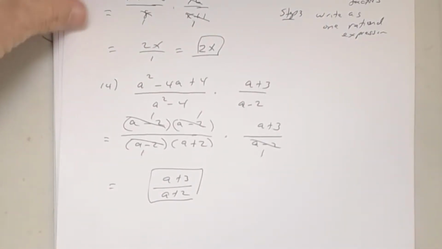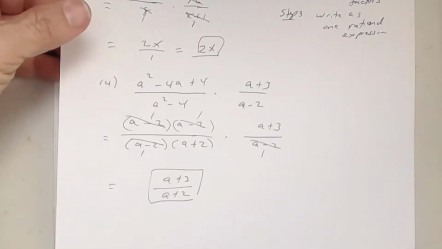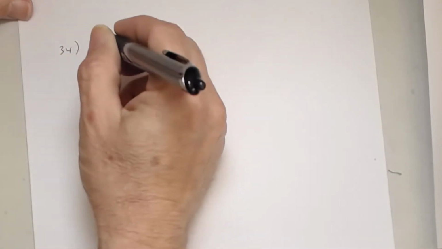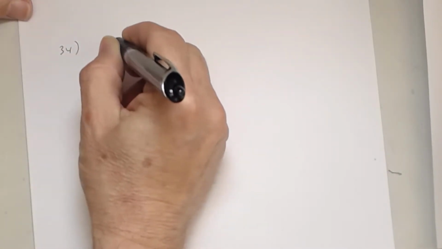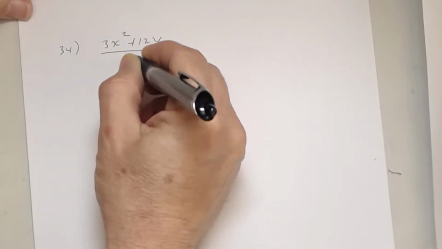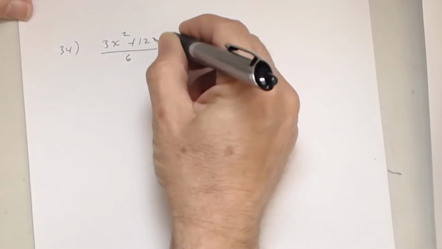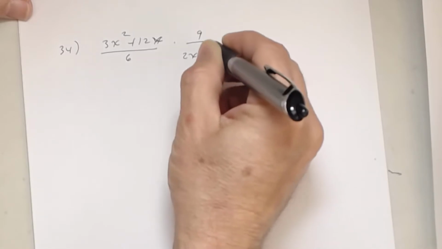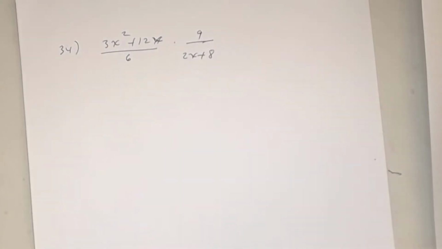Okay, let's look at 34. We have 3x squared plus 12x divided by 6, times 9 divided by 2x plus 8. All right. What's the first step?